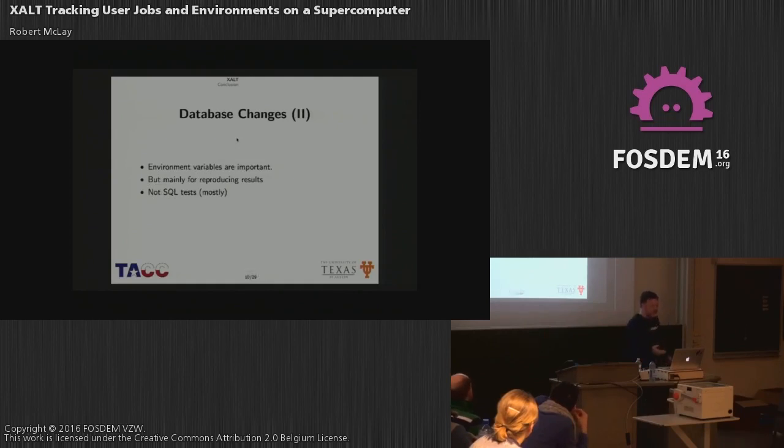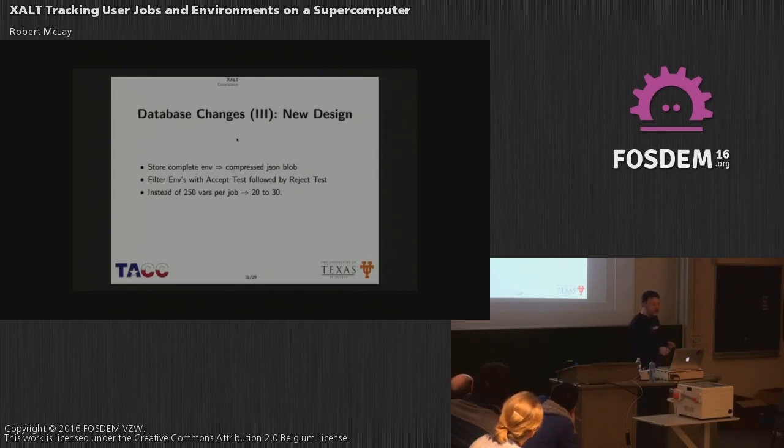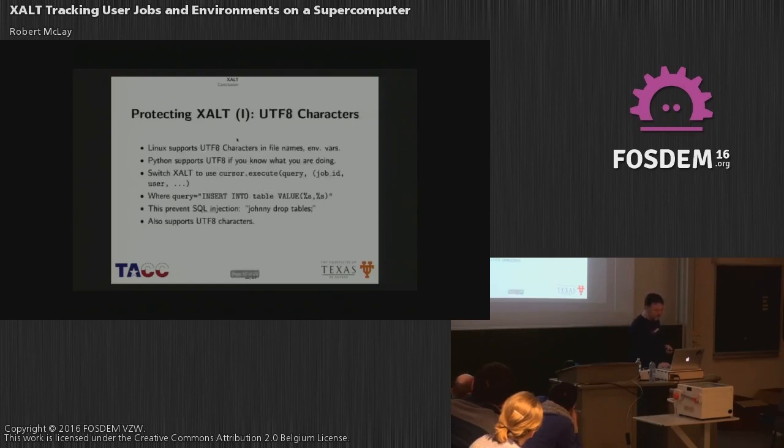So I'm changing the database to support environment variables. I want to be able to provide provenance data. I want to be able to tell you how your program was built. When you put a ticket in as a user saying this job is bad, I'd like to be able to give the people who are answering the ticket the environment, the modules they had loaded, the things they used. But in terms of doing SQL analysis, I don't need to record all those variables. So I'm going to store the environment as a complete blob, and I'm going to filter it to cut down the number from around 250 to around 20 or so.